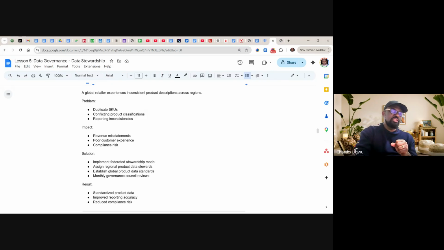We call it STAR. If we apply STAR here, this problem will become a situation, and here becomes the task, the solution, and the results.